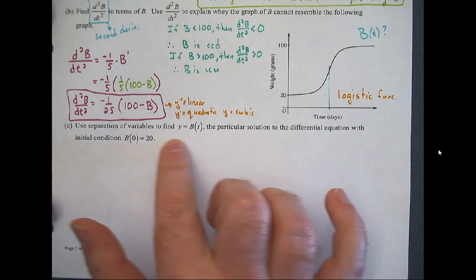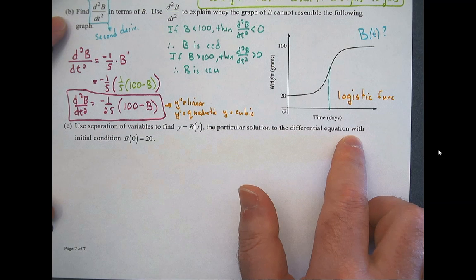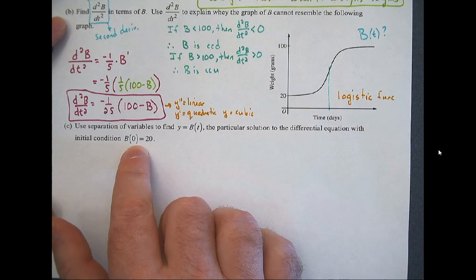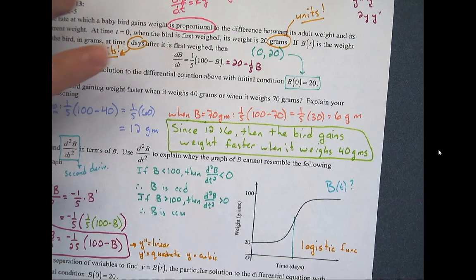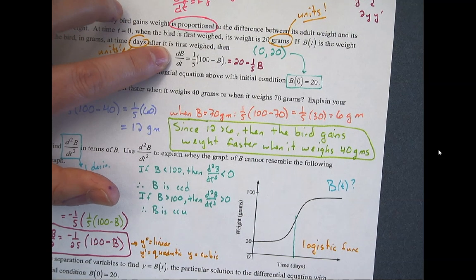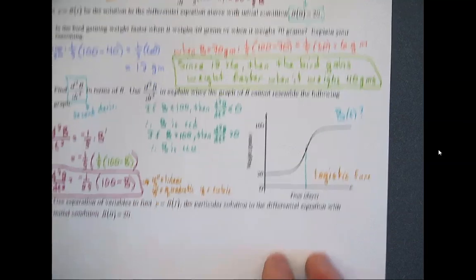Use separation of variables to find b of t, so we now want to solve this, the particular solution of the differential equation with b of 0 equals 20. So I'm going to go back to this stage. I want to organize this so that I can get my b stuff and my t stuff on either side and then try to solve it.